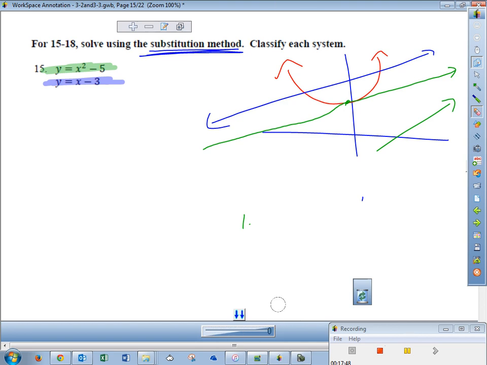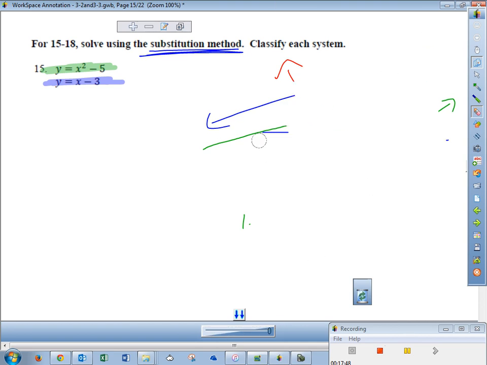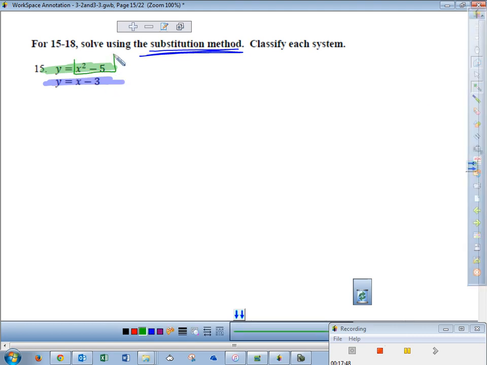Cool. Let's do some substitution. Where there is a y, would you believe that this is what y equals? Why don't I substitute that in for y right down here then? Wouldn't that mean that x squared minus 5 equals x minus 3? Is everyone down with what I have done?